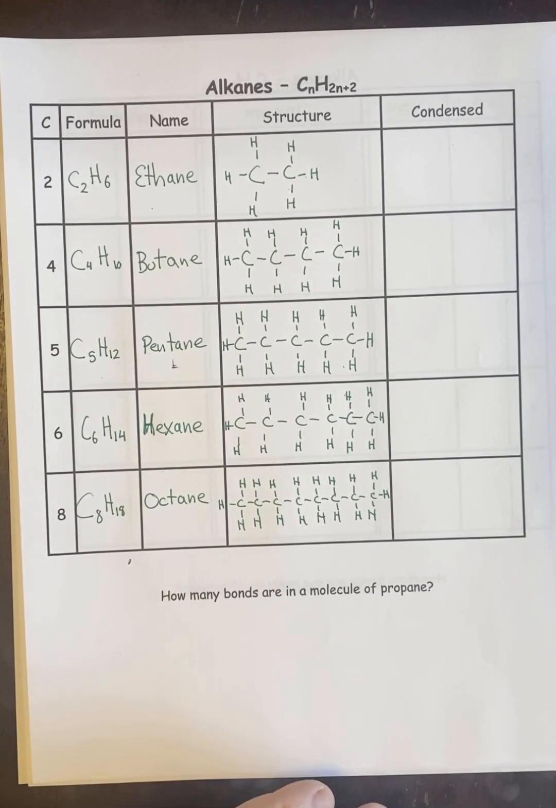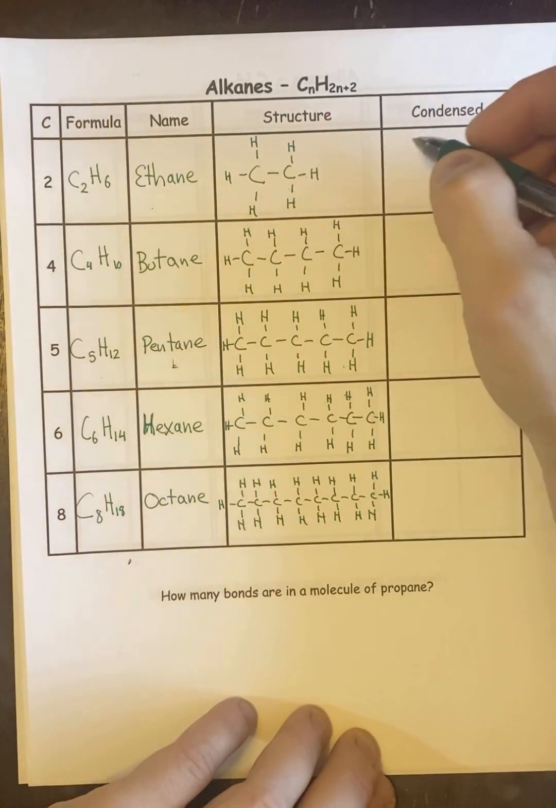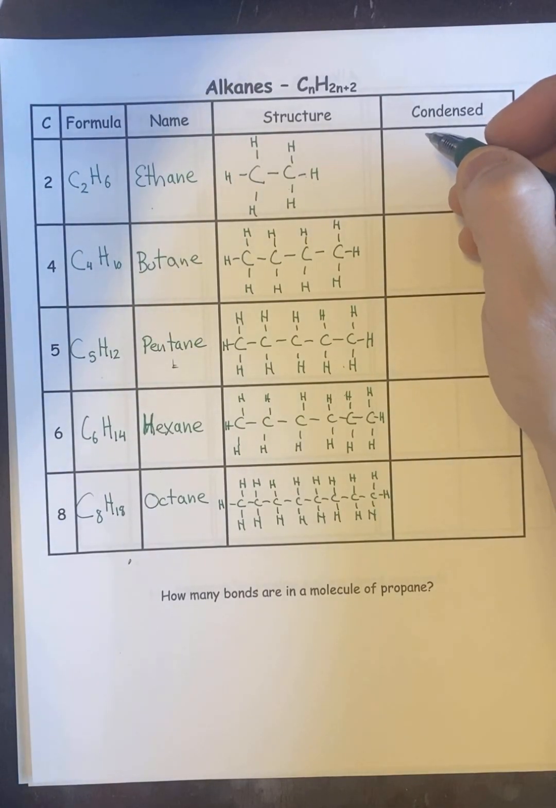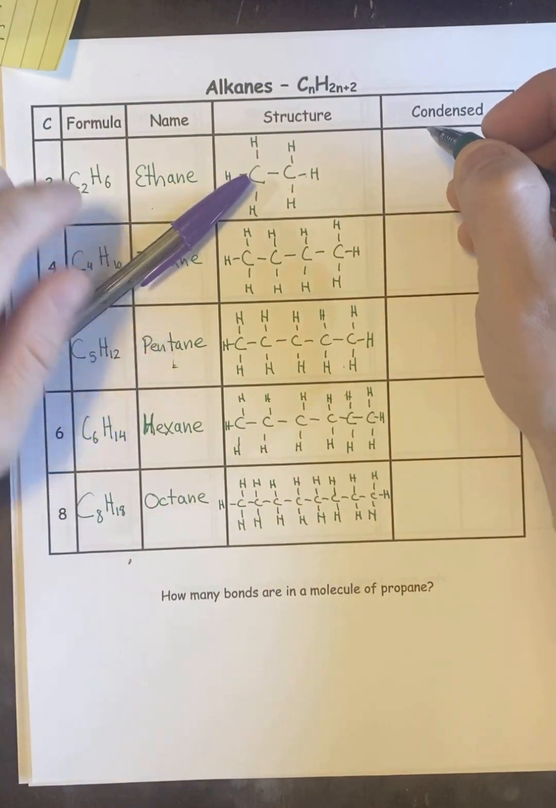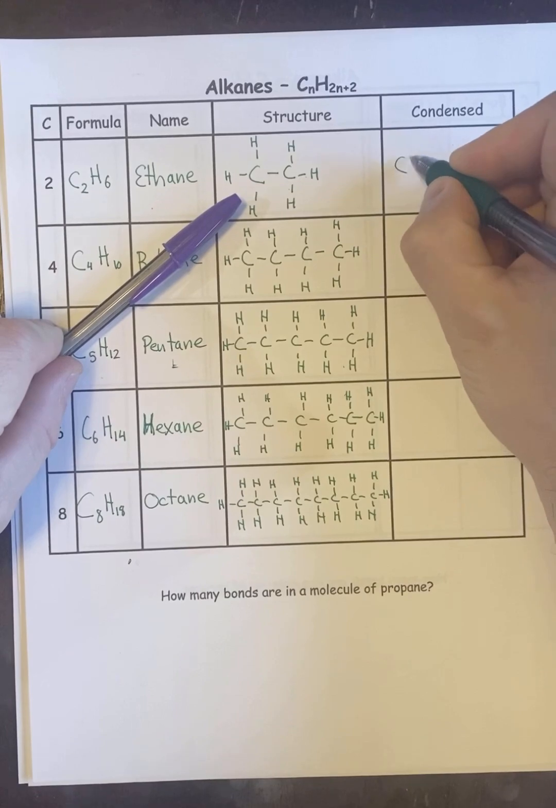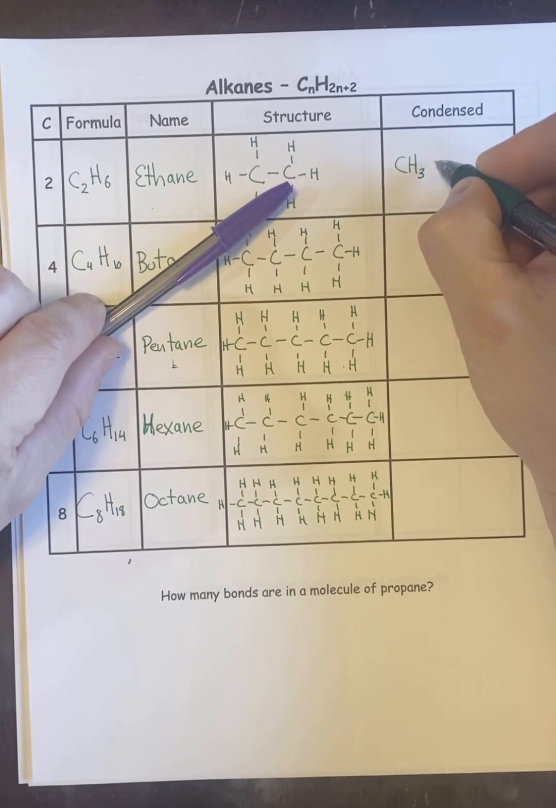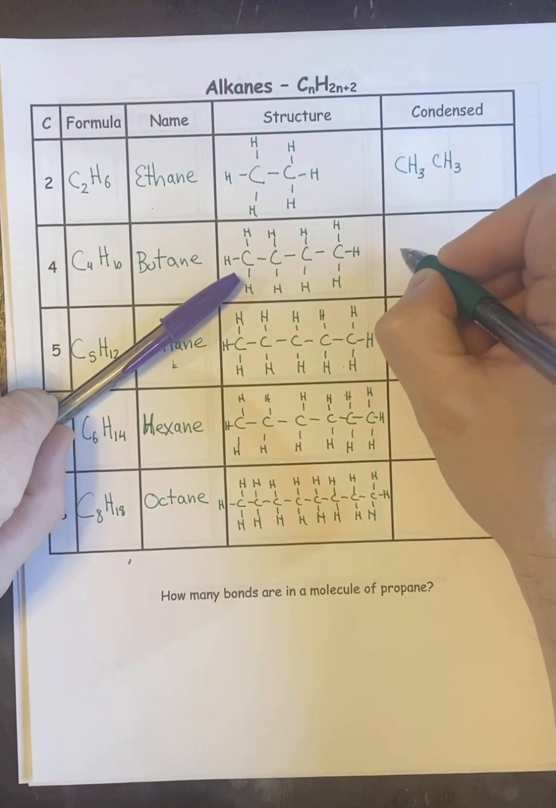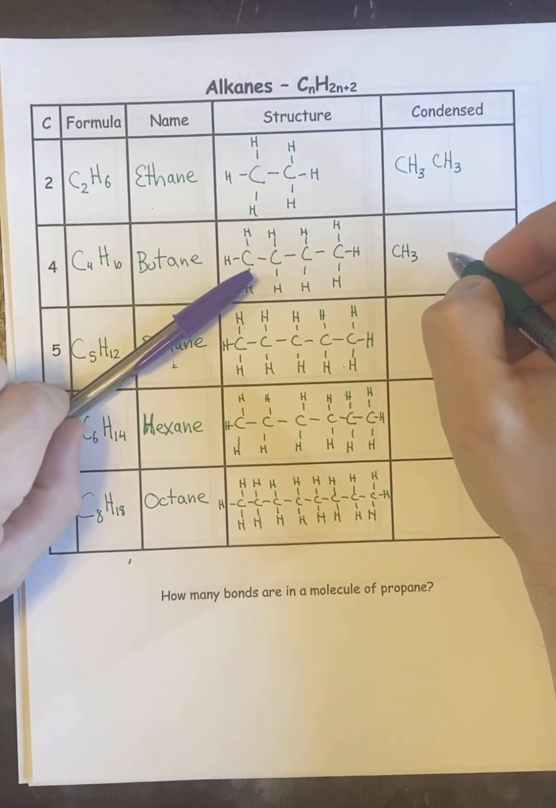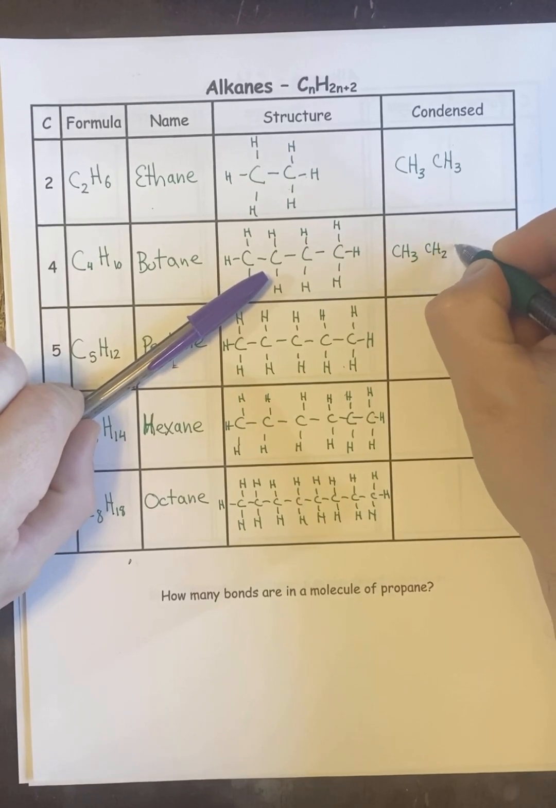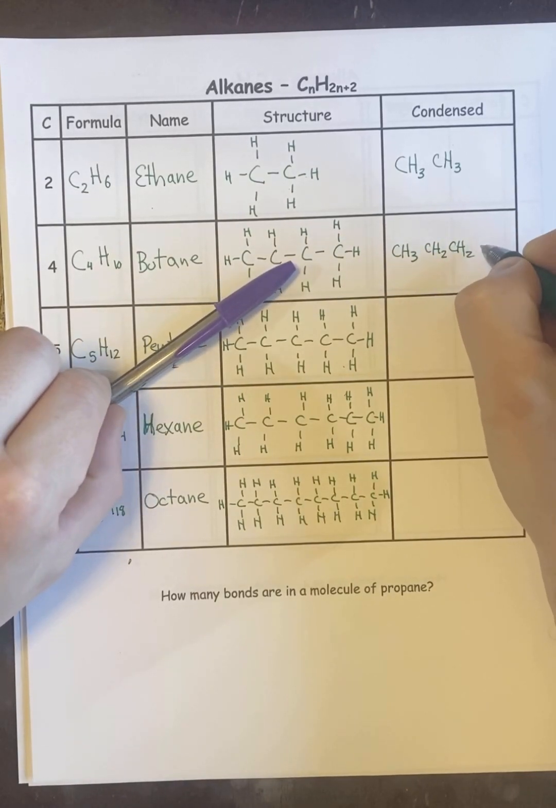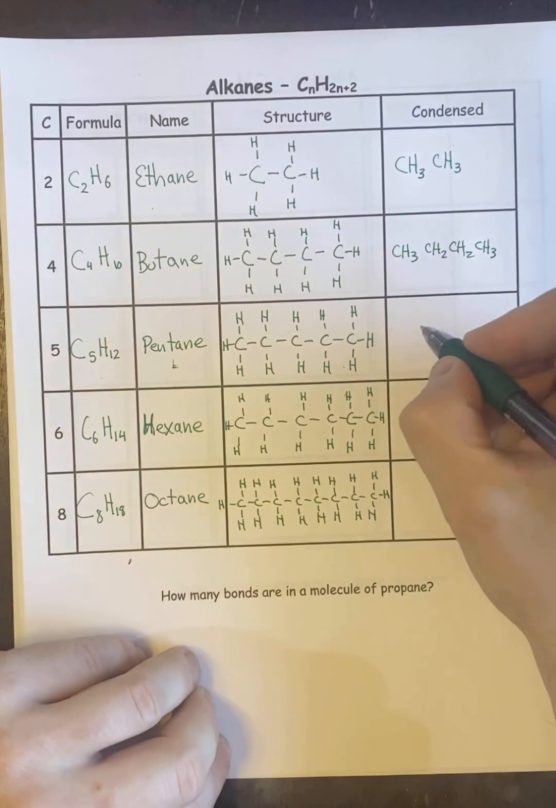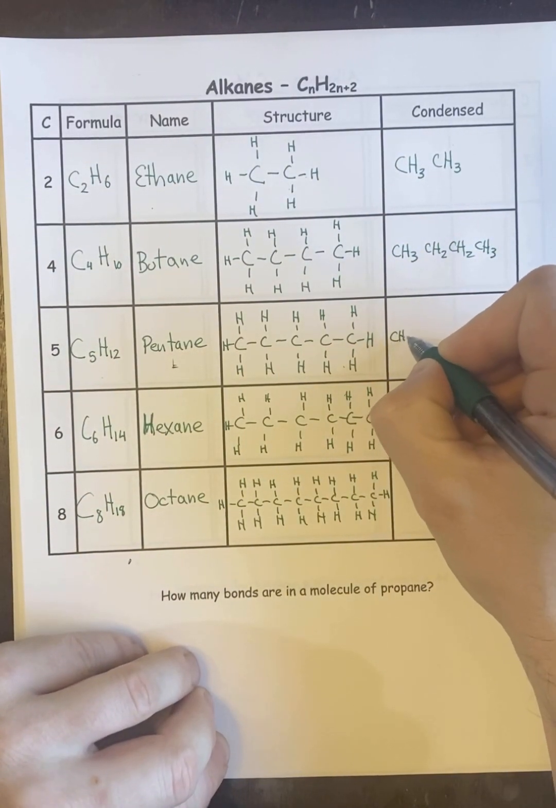So, condensed formulas. These should be pretty easy. Carbon 1 would be right here. Maybe I'll use a different color to make it stand out. So there's carbon 1, CH3, there's carbon 2, CH3. If you notice, there's going to be a very obvious pattern here. CH3, CH2, CH2, CH3.